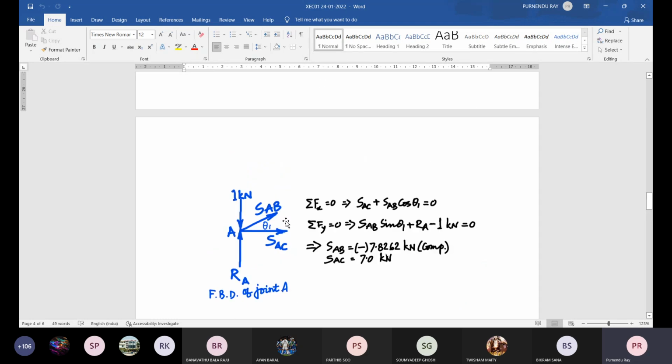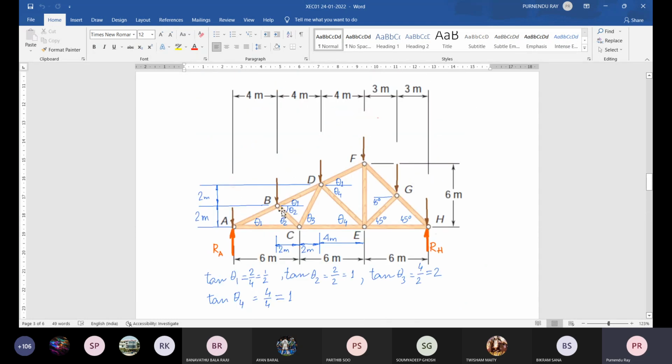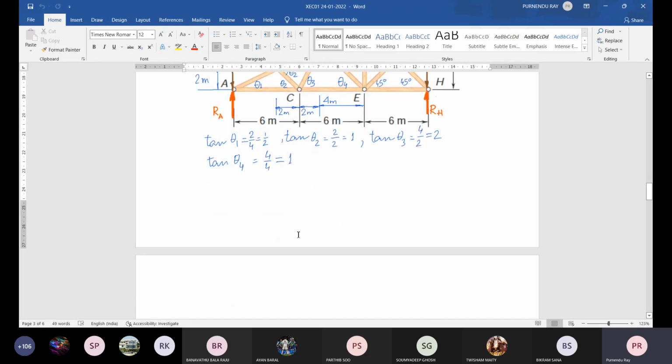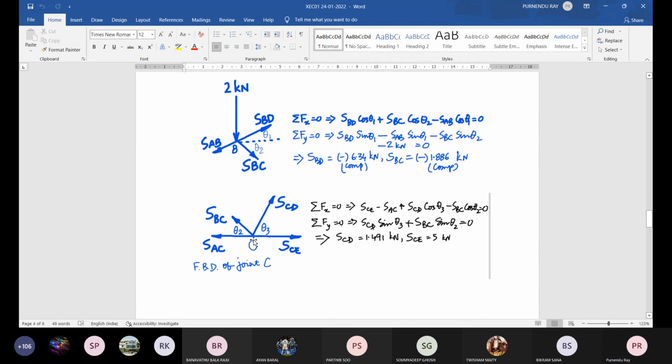It is also compressive. Now, after solving for joints A and B, which joint should we approach? We should approach joint C, because here only members CD and CE remain unknown, and BC and AC are already known. So draw the free body diagram of joint C, with member AC, member CE, member BC, member CD. BC and AC are already known. Only two unknowns are there. Again, you generate these two equations for horizontal force equilibrium and the equilibrium equation in the y direction, that is, take the component of all forces along the y direction and make their algebraic summation equal to 0.